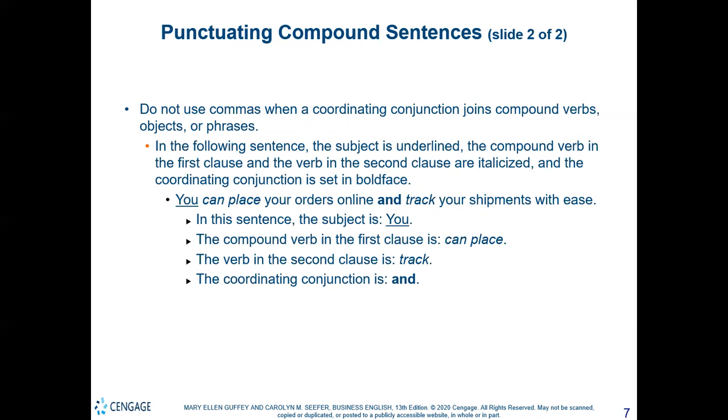Punctuating compound sentences. Do not use commas when a coordinating conjunction joins compound verbs, objects, or phrases. In the following sentence, the subject is underlined, the compound verb in the first clause and the verb in the second clause are italicized, and the coordinating conjunction is set in boldface. You can place your orders online and track your shipments with ease. In this sentence, the subject is you. The compound verb in the first clause is can place. The verb in the second clause is track. The coordinating conjunction is and.